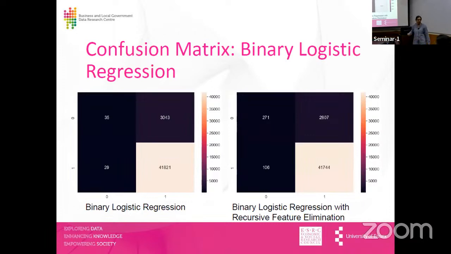Now I have a confusion matrix on the basis of running binary logistic regression. What is the confusion matrix? A confusion matrix on its x-axis has actual values, zeros and ones. X-axis 0, unemployed, 1, employed. Y-axis 1, employed, 0, unemployed. So 1 and 1, 41,821 are correctly classified as employed. Very good number. But those who are unemployed, only 35 are correctly classified.